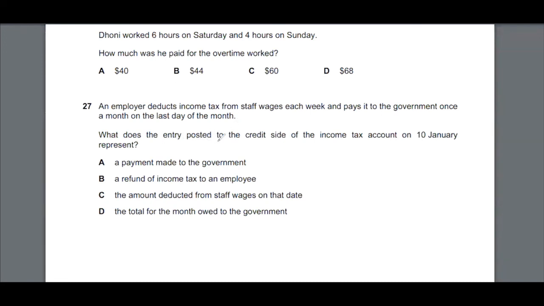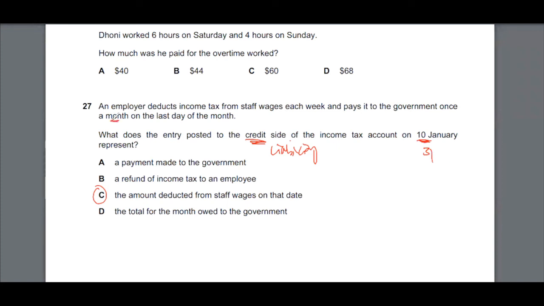What does the entry posted to the credit side of the income statement on 10th January represent? So that's actually the amount deducted. So option C, the amount deducted from staff wages on that date, right? It's a liability, credit side. It has already been deducted from employee wages and will be paid at some point in time. On 10th January, it's not the 31st.